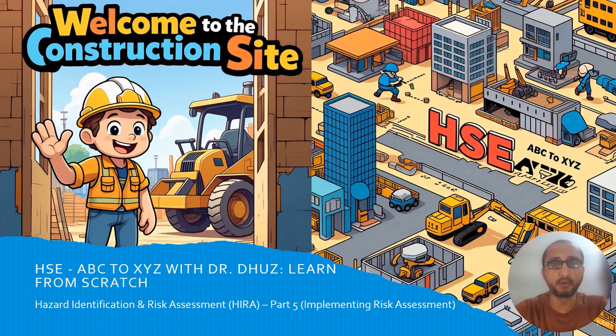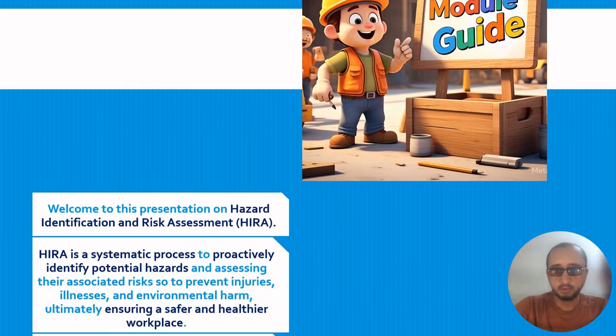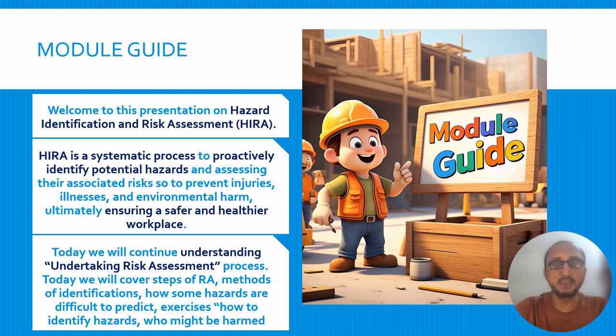We are covering our module, hazard identification and risk assessment, the HIRA process. It is part five, in which we will continue understanding the implementation of the risk assessment. Our module, the HIRA process, is a proactive approach to effectively identify potential hazards, then evaluate their risks, and then put in suitable controls to avoid any potential harm.